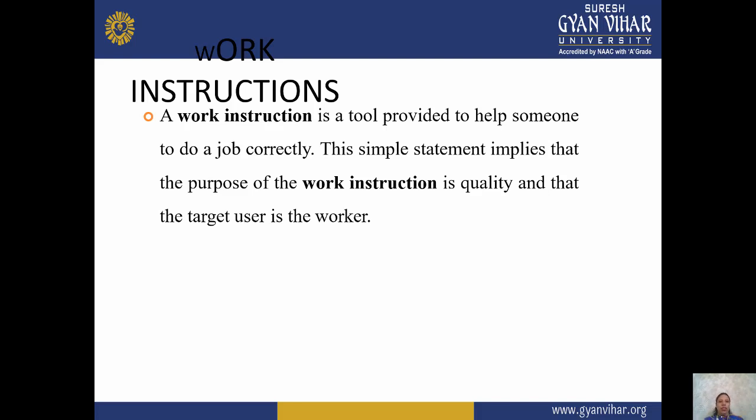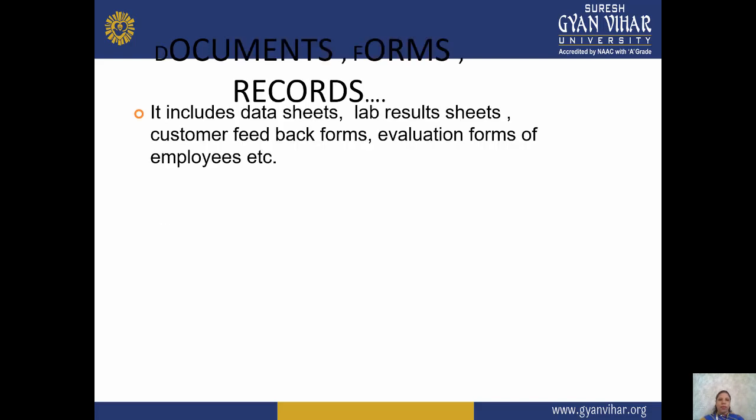Now, work instructions. A work instruction is a tool provided to help someone to do a job correctly. This simple statement implies that the purpose of the work instructions is quality and that the target users are the workers. Now, documents, forms, and records. It includes data sheets, lab results sheets, customer feedback forms, evaluation forms of employees, etc.